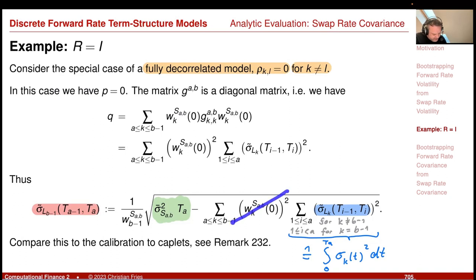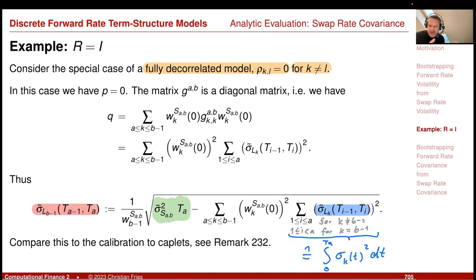So actually this sum here goes away. And you see it is just this integral from T0 to TA minus one. So it is this case here where I had the typo, the integral where the last step is missing. So this caplet calibration looks a little bit like a special case, for the case where I only consider here the swaptions with B equal to A plus one, those are one period swaptions.